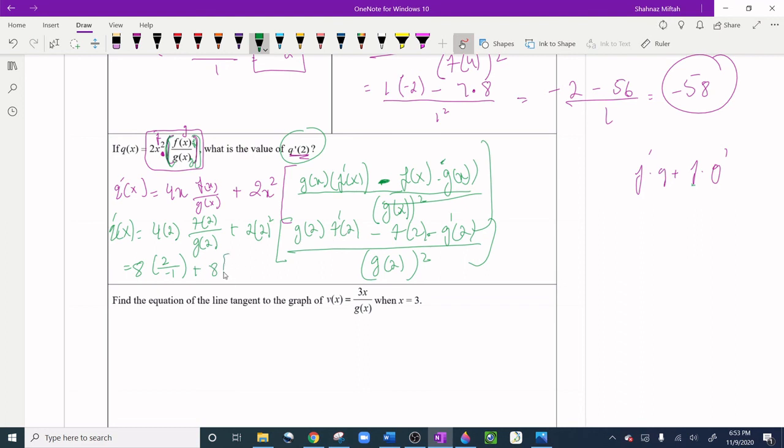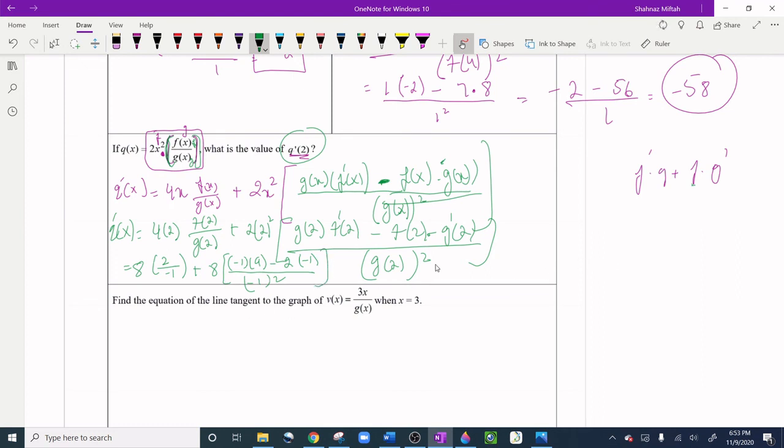And then I have to solve this. What is g of 2? G of 2 is -1. What is f prime of 2? It is 9. Minus what is f of 2? It is 2. What is g prime of 2? It is -1. And in the bottom, g of 2 is -1, squared.